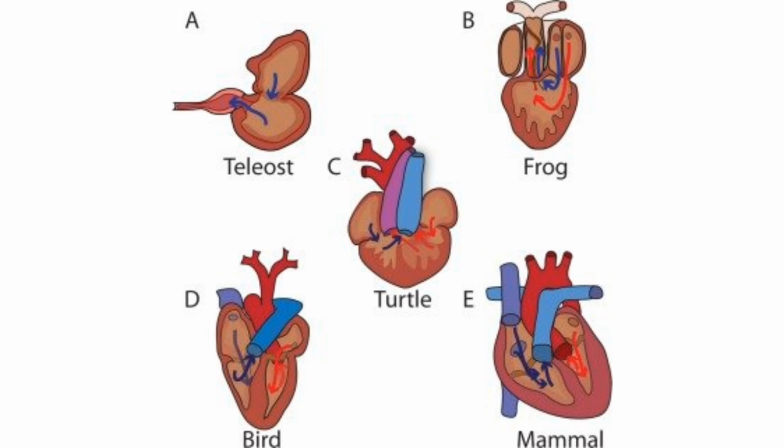Two chambered heart. In cyclostomes and fishes, the heart is formed of two chambers. They are atrium and ventricle. The heart is in S shape.